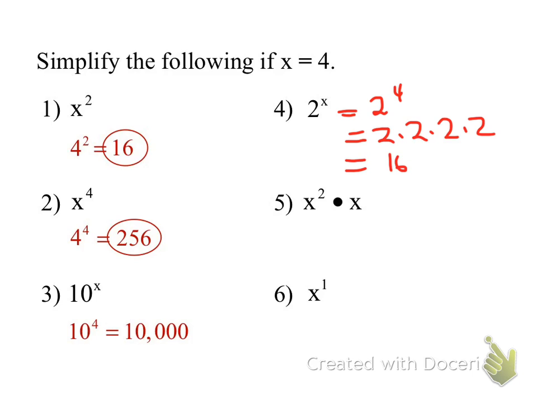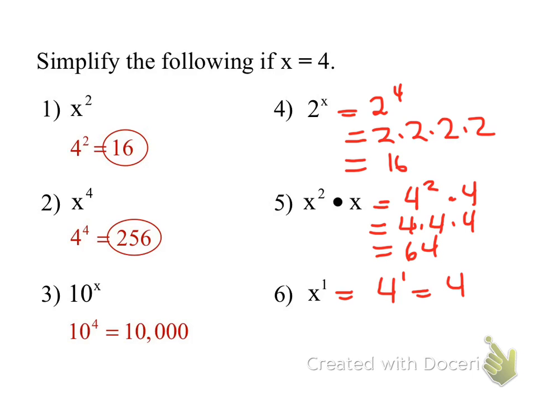Next one. What do I do first? Lilith. You put in the 4. We substitute in the 4s. 4 squared times 4. And what is it? 4 times 4 times 4. And that equals? 64. Good. Okay. And last but not least, I substitute in. It's 4 to the first power. That just means 4. Okay. Questions? All right.